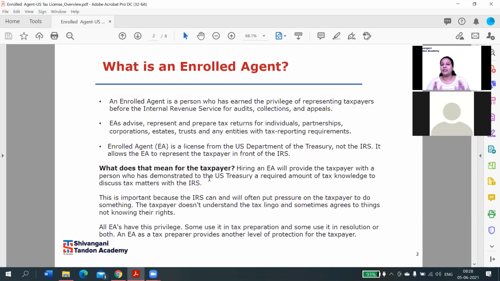In easy language, I can say an EA is a person who is a mediator between the IRS and the common public, who converts all the technical tax language into easy language for the common public to understand, and who also converts the common public's language into something the IRS understands. They use tax jargon and code sections, because you cannot respond to IRS notices in simple language once you get them. It should be in particular tax professional language.